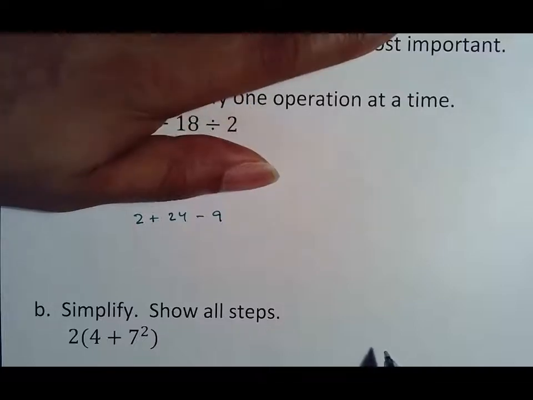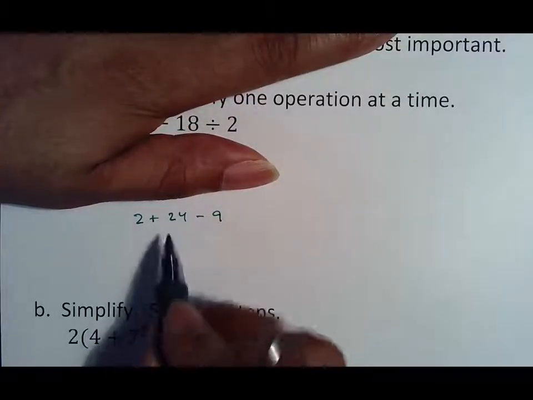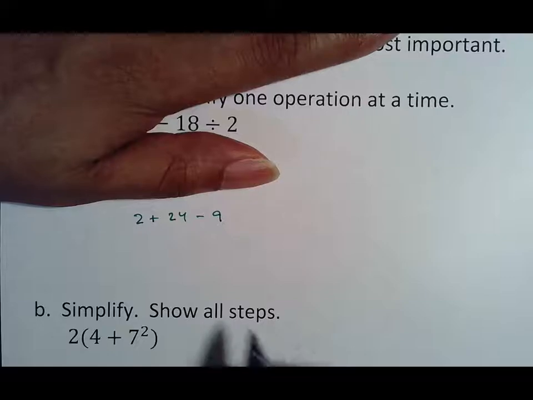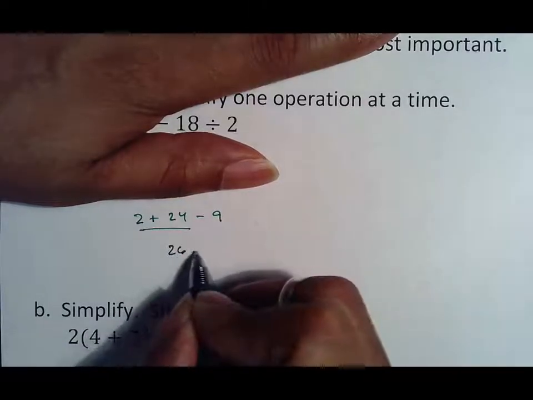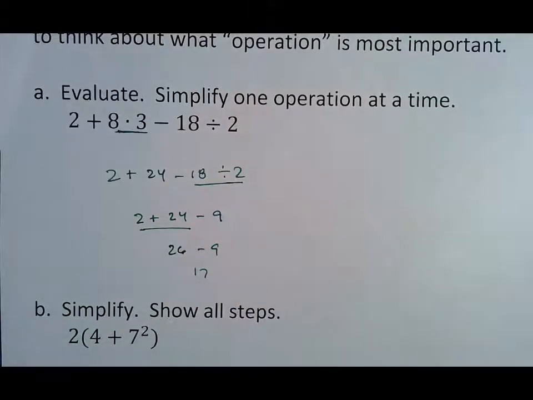Guess what? Now you can ignore this. These are both students. How do I figure out which student to feed? The one that is first in line. So 26 minus 9, and there's your answer.